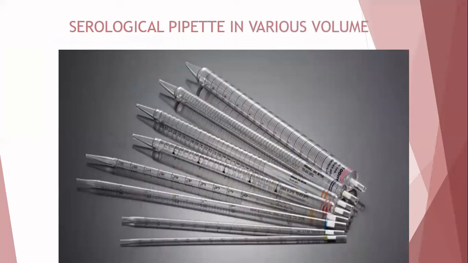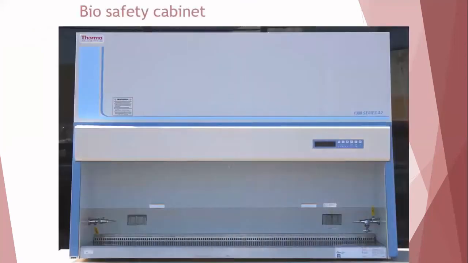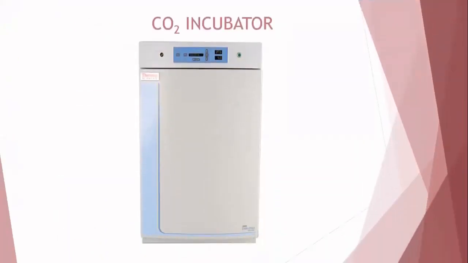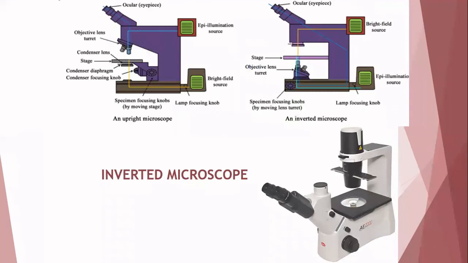There are many consumables like serological pipettes in various volumes, and all the products should be disposed of after a single use. Most of the products cannot be used multiple times. And this is the pipette dispenser, which is used for aspiration and dispensing of fluids. And this is the biosafety cabinet, which is the foremost prerequisite of any culture facility. And also we have the CO2 incubator. This is somewhat different from the normal incubator, where the CO2 influx is supplied in order to maintain the gaseous exchange properly. And also we have an inverted microscope here.